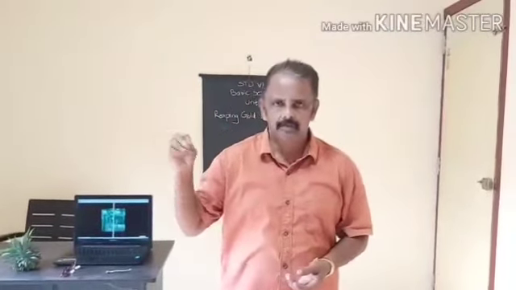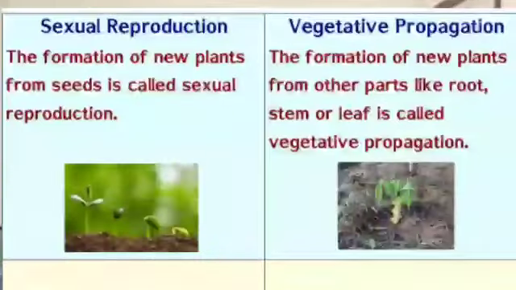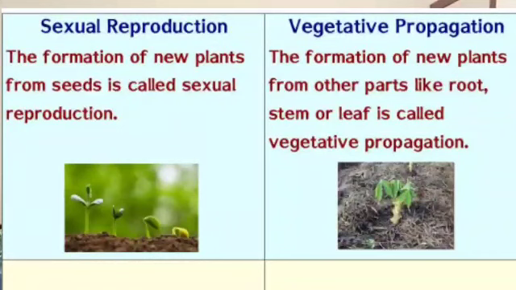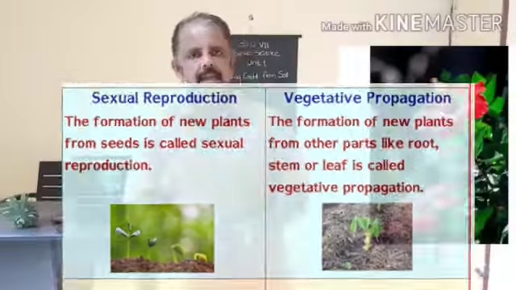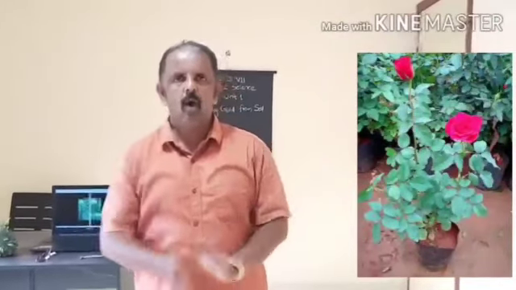These are germinating from the other parts of a plant like root, stem, leaf, any part. But these are vegetative propagation. Now you classify the familiar plants into these two, vegetative propagation and sexual reproduction. So you can classify all familiar plants in these two columns.